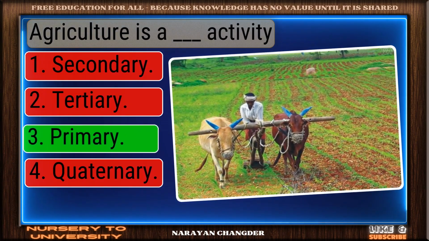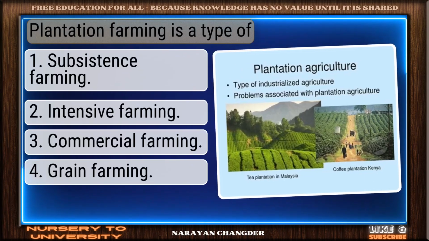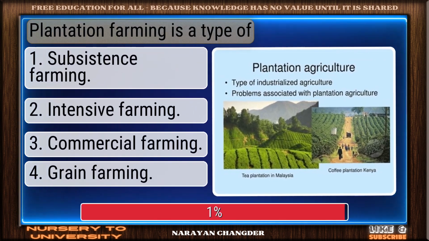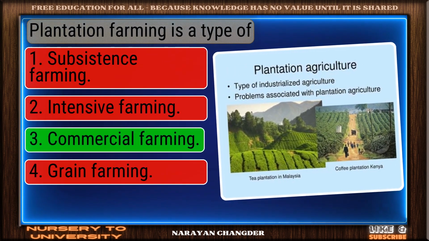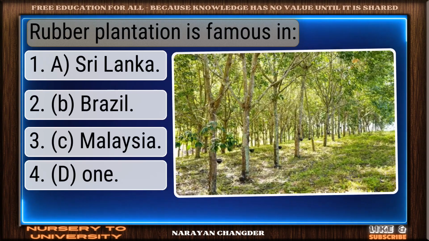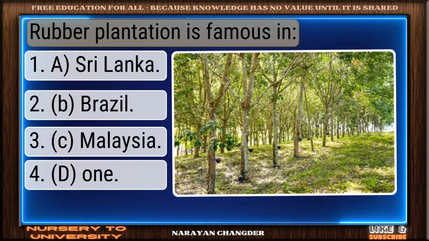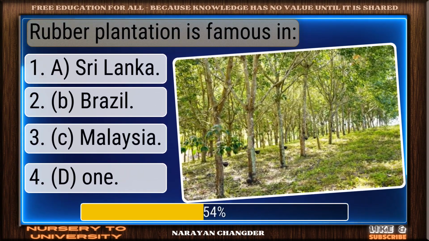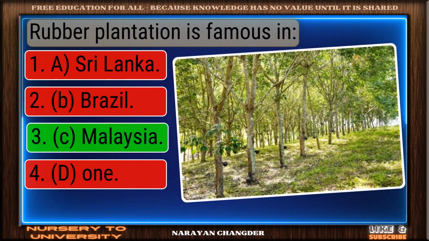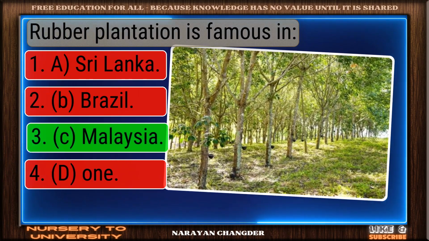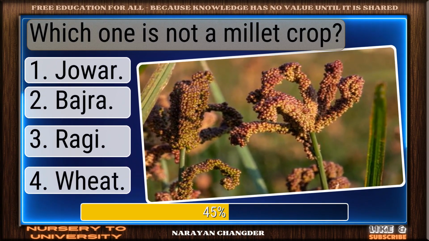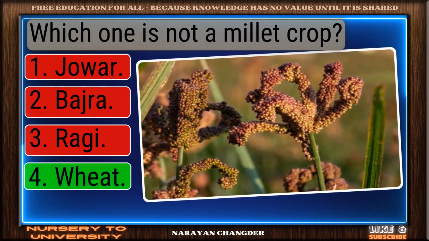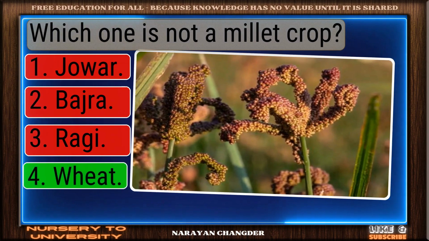Bravo. Primary is the answer. Plantation farming is a type of... Well done. Commercial farming is right. Rubber plantation is famous in... You're right. Malaysia is correct. Which one is not a millet crop? Excellent choice. Wheat is right.